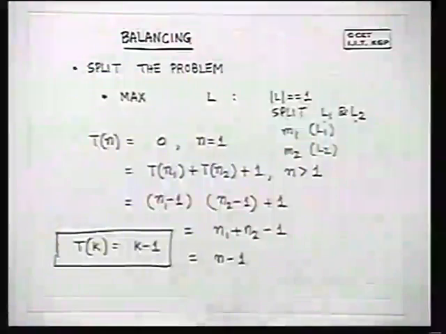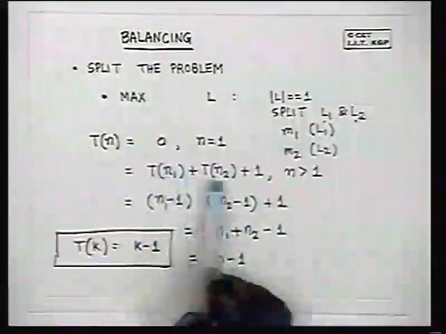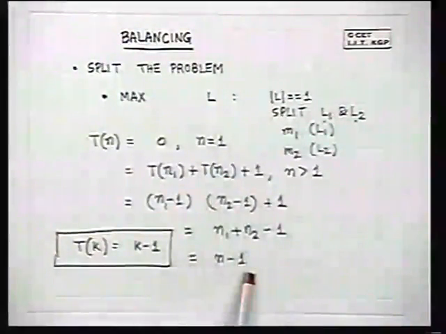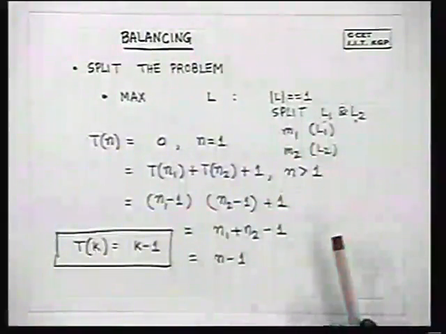So what does this reveal to us? This reveals to us that whichever way we split, whatever are the values of n1 and n2, you are going to require n minus 1 comparisons. So you can split it in any way you like, and the algorithm will be correct.